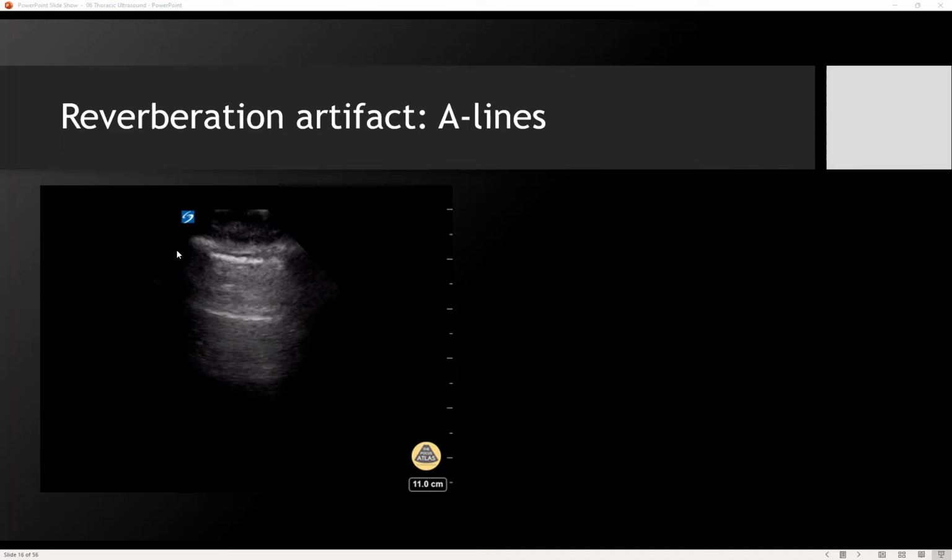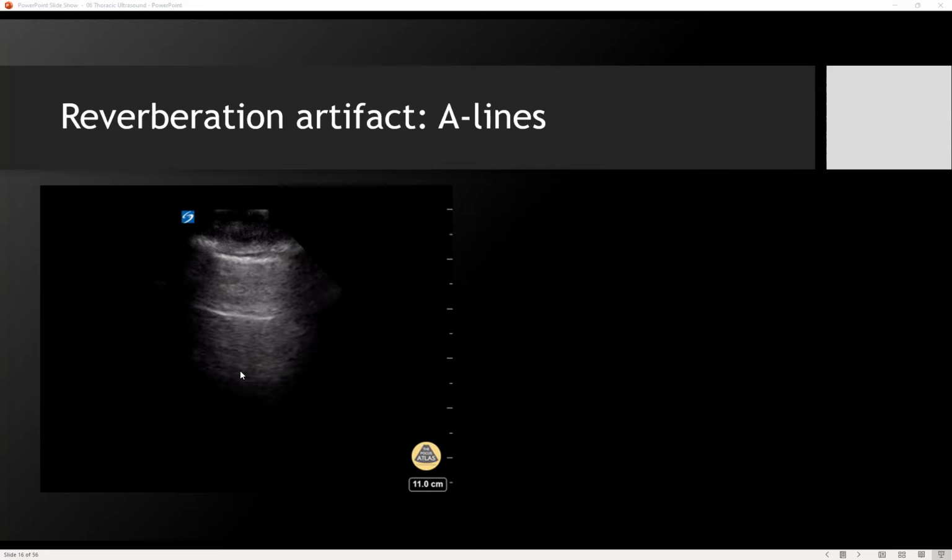This is a patient scanned with a cardiac probe. You can tell because it has this sort of wedge shape. It's not a vascular probe. This thick line here is the pleural line. It's the parietal pleura and the visceral pleura moving alongside each other. And then you might notice that this line is almost like a reverberation of this line here. It's a little bit thinner, a little bit less dense, a little bit less crisp.